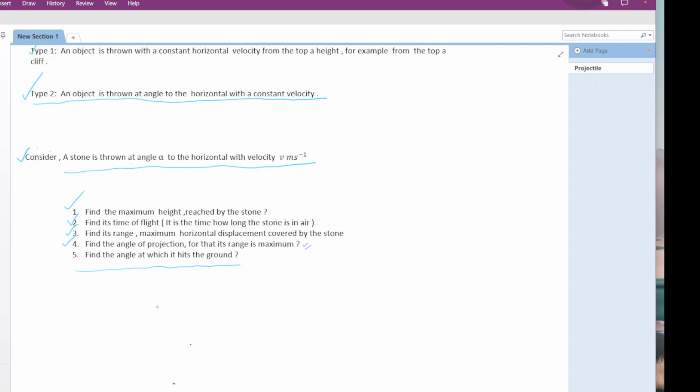This question depends on the circumstances given in the question. Therefore, I am not going to discuss question 5. I'll discuss it later on.